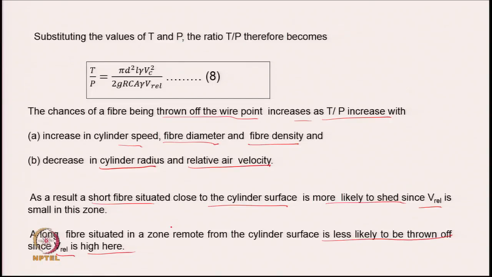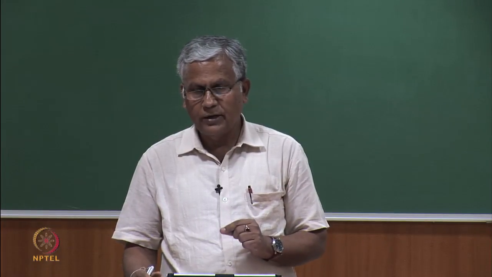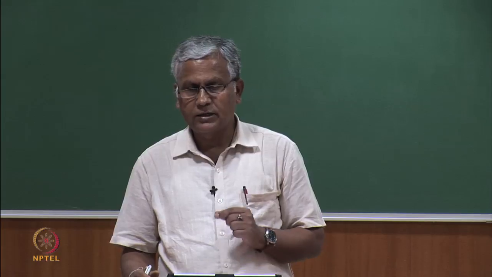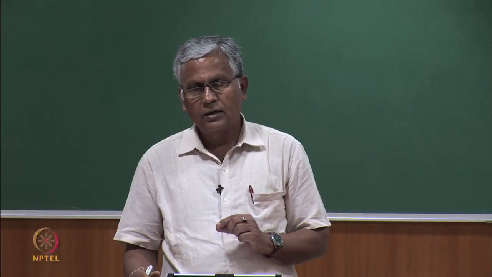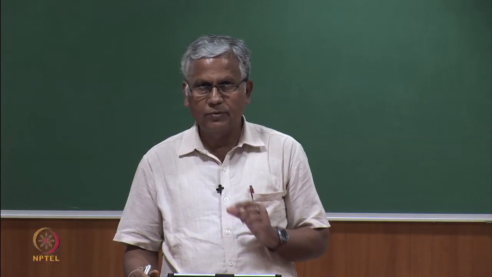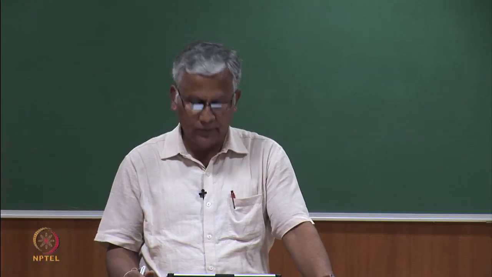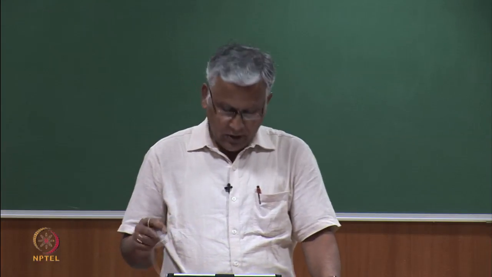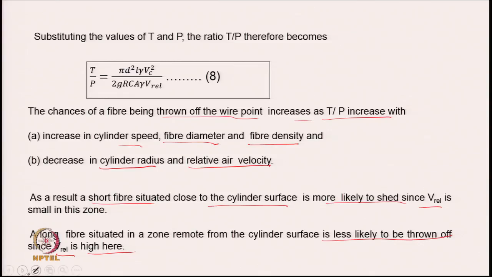The layer of fiber very adjacent to the base of the wire point is moving almost at the speed of the cylinder surface. The air layer which is nearer to the tip of the wire point will be moving at a little lesser speed, and that is why these differences are expected.